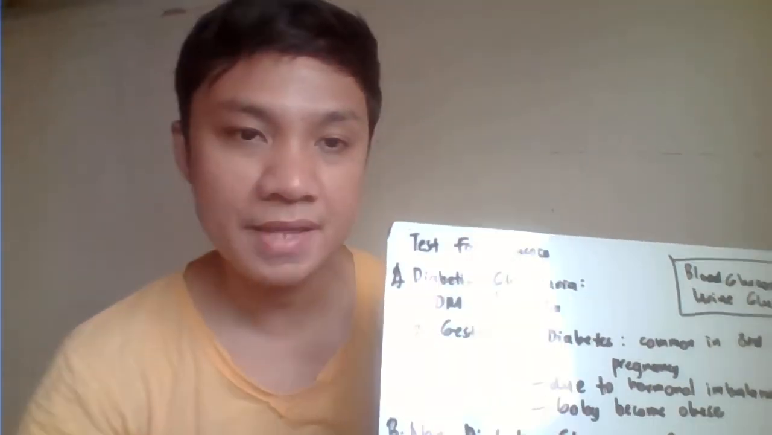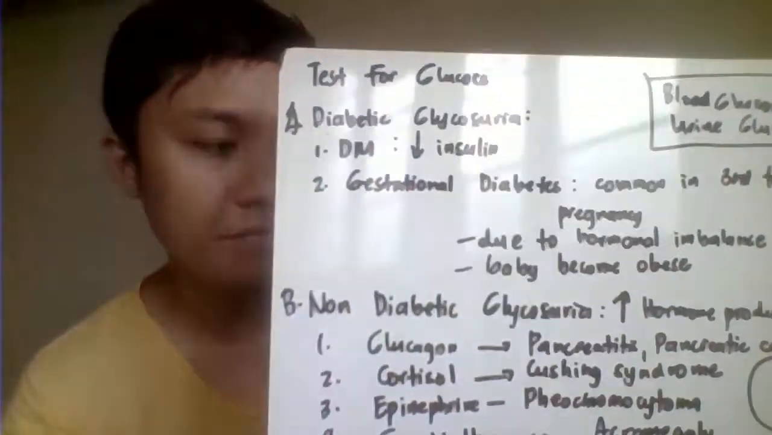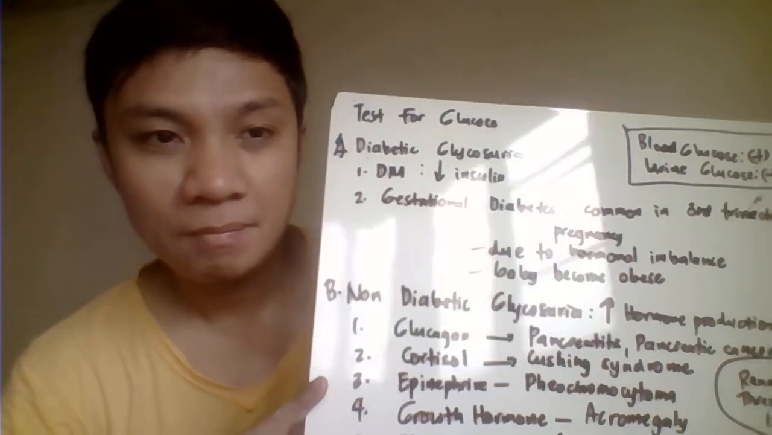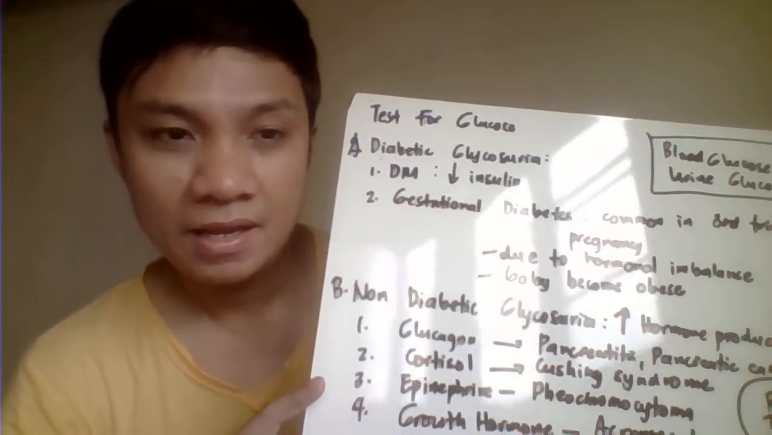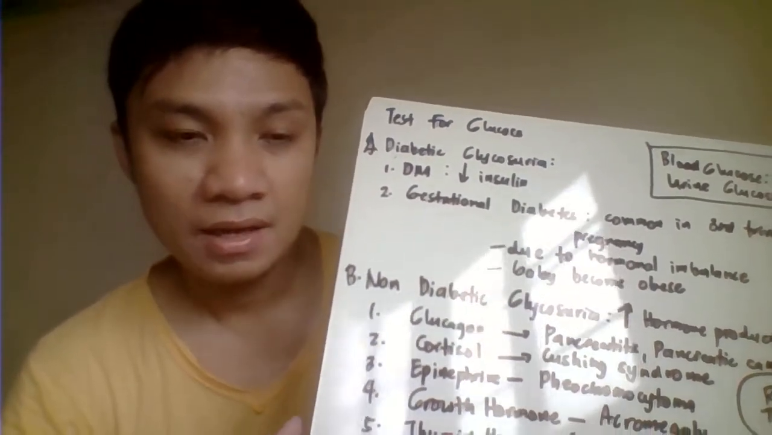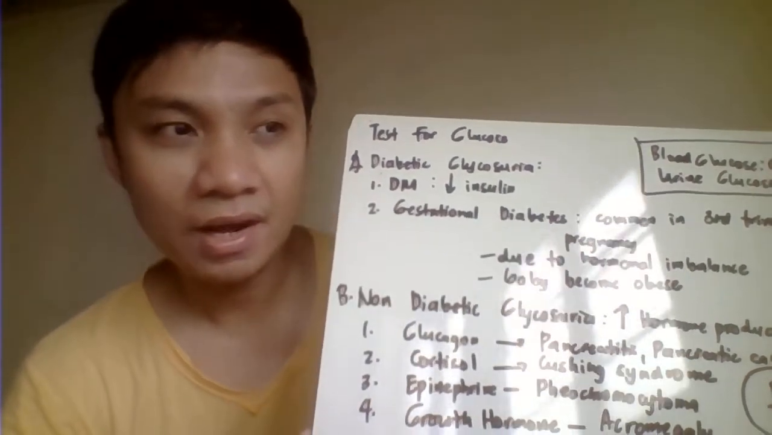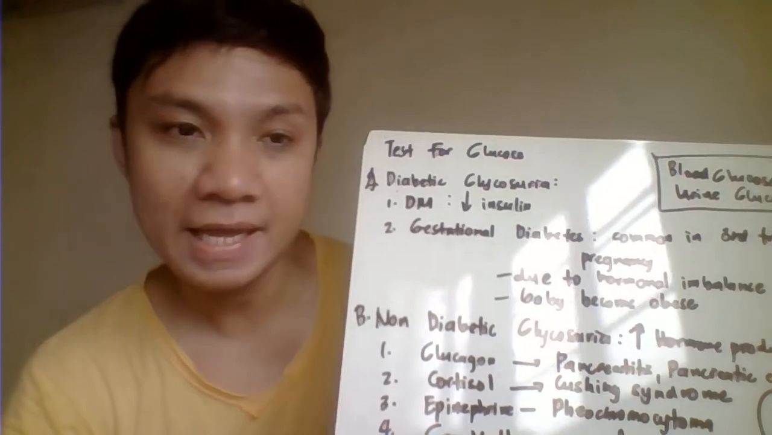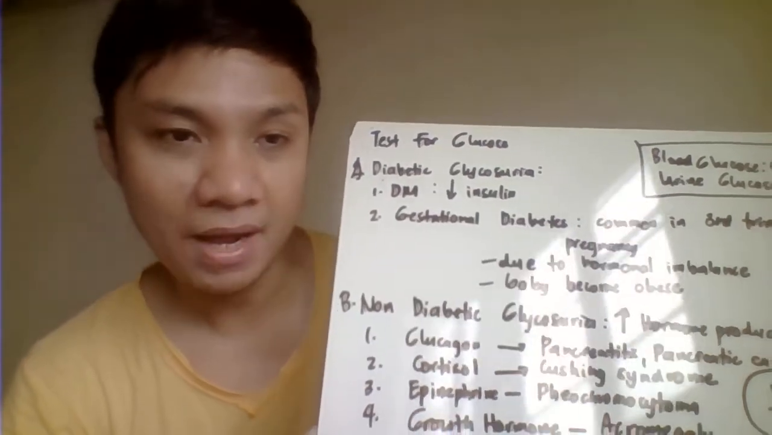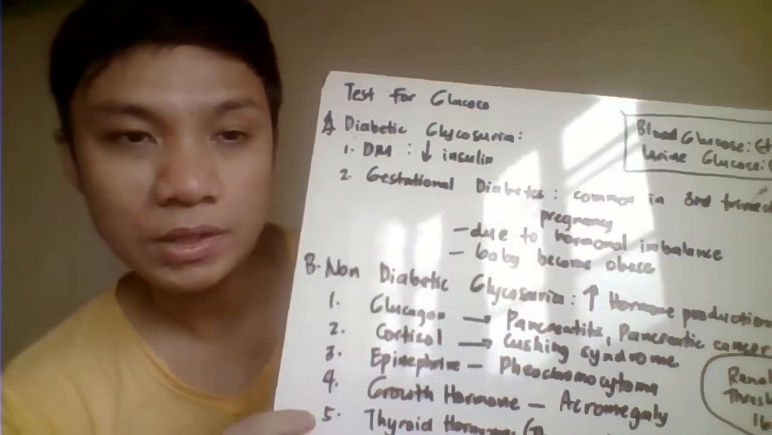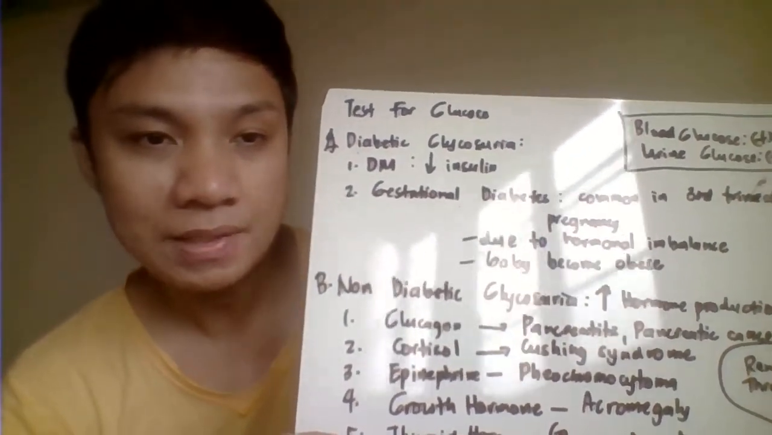Okay, so the next test parameter that we're going to discuss is glucose. Increased blood glucose may eventually be because of a problem with hormone production. There are different hormones which try to regulate the level of glucose in our body. One of them is insulin. Insulin tends to decrease our glucose level.